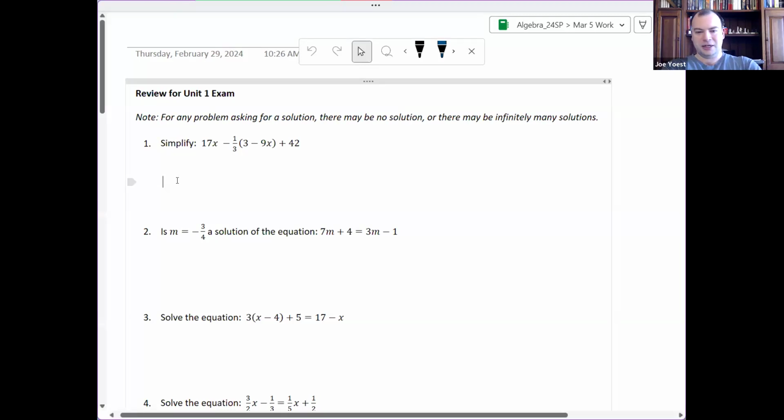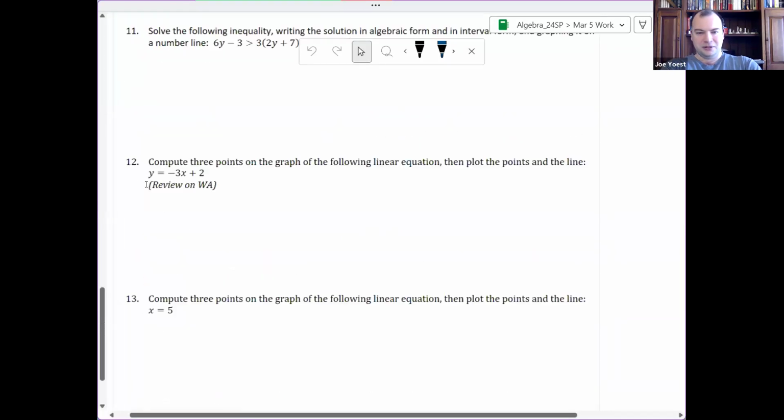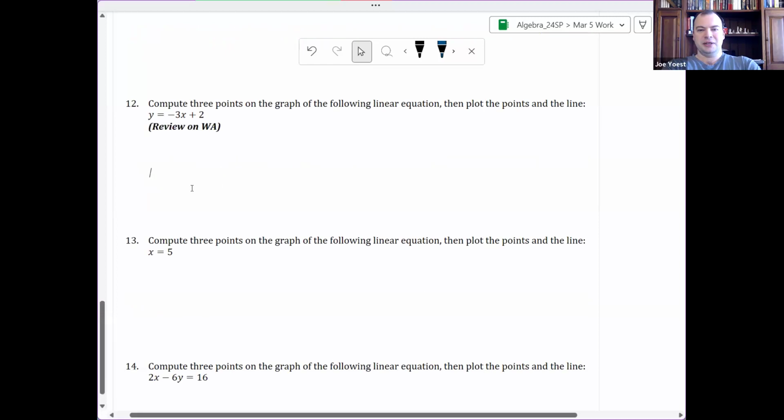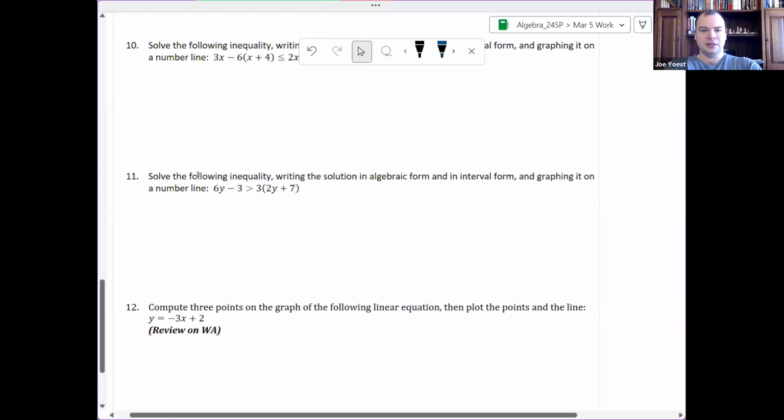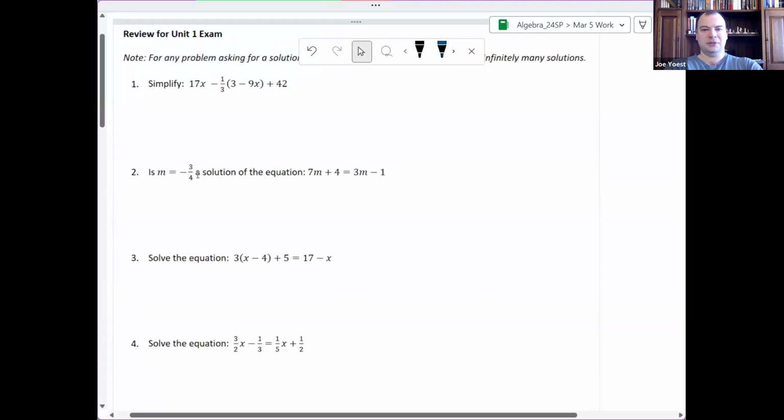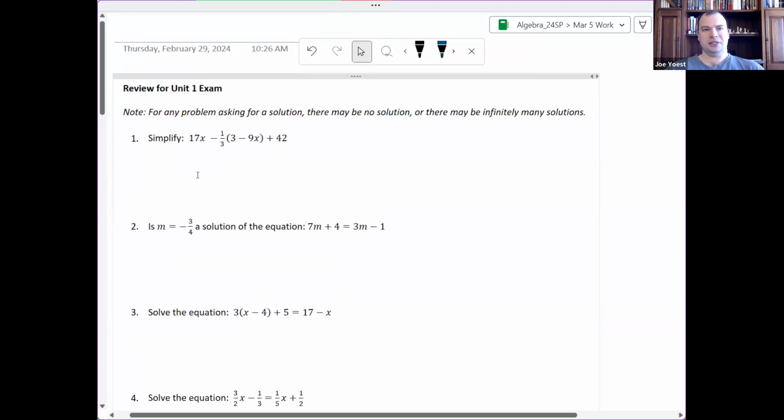As I mentioned, I made myself a little note down here, and I'll put it in bold so I don't forget to review these ones on WebAssign. For these, we'll go through the math, but we'll also jump over to WebAssign and go through a couple of examples of the plotting tool to review it one more time. Obviously, with the exam being through WebAssign, using that plotting tool will be important for the exam.